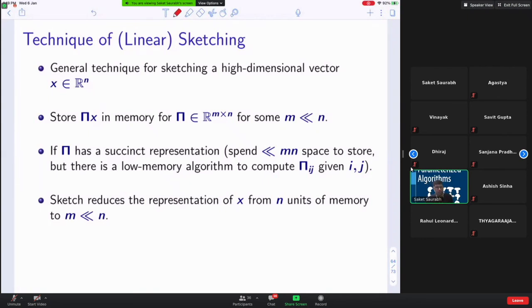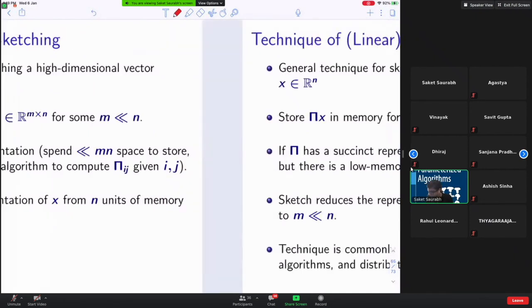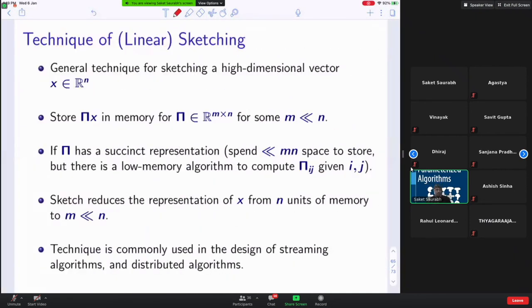We will see many such examples in the next one or two days. This technique is commonly used in the design of streaming algorithms and distributed algorithms. So linear sketching is a very good example of dimension reduction.